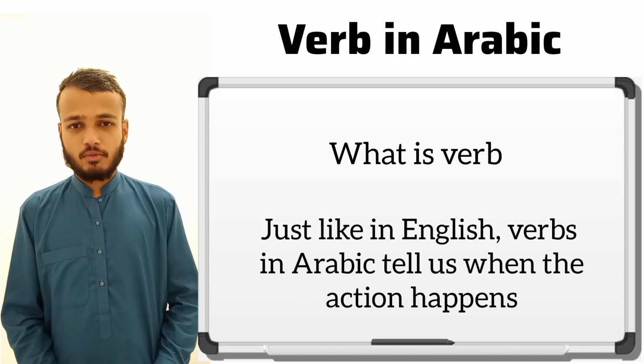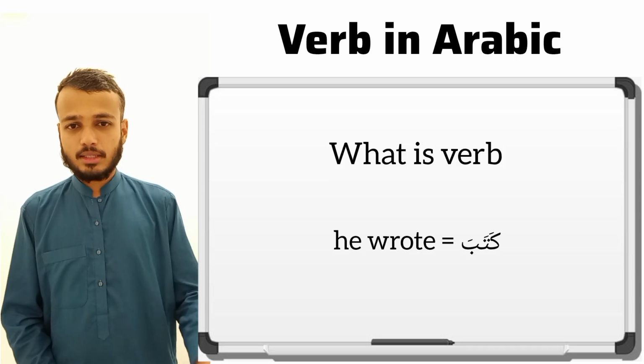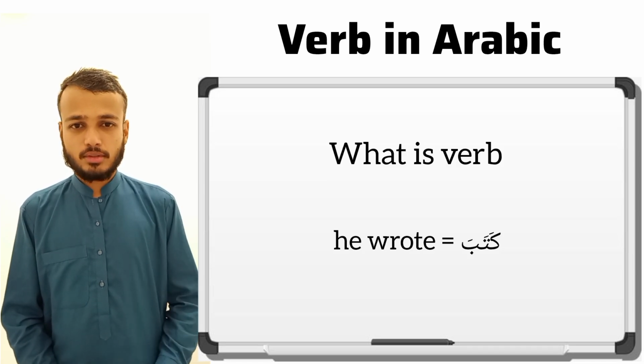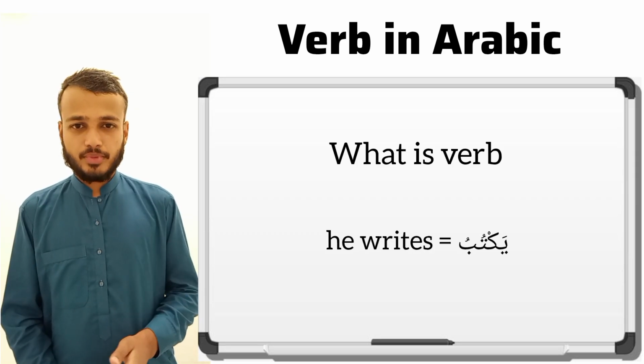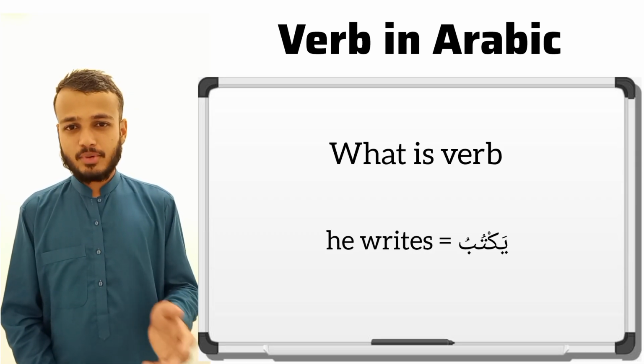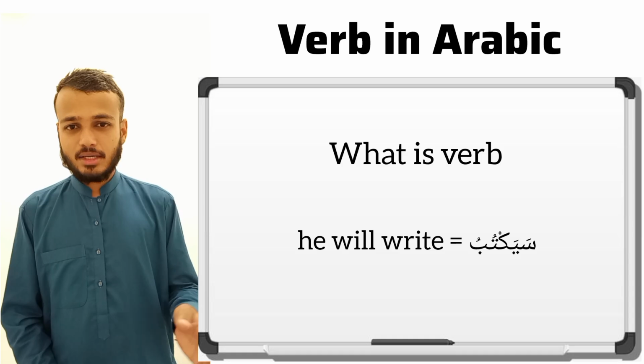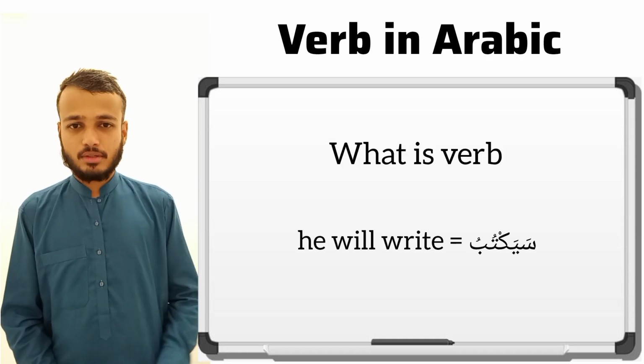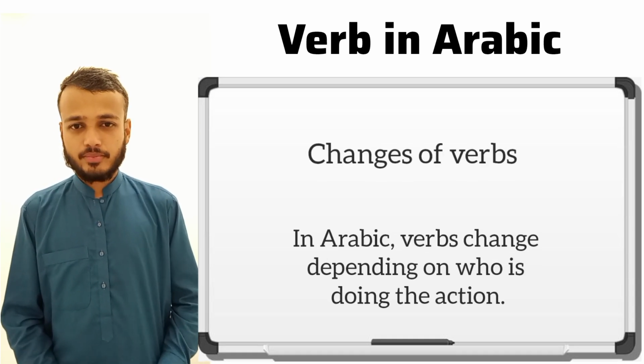Just like in English, verb in Arabic tell us when the action happens. For example, kataba, he wrote. This is a past tense. Yaktubu, he writes. This is a present tense. Sayaktubu, he will write. This is a future tense.